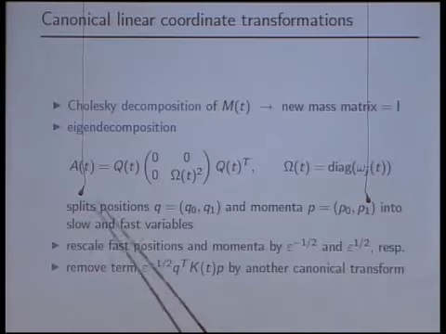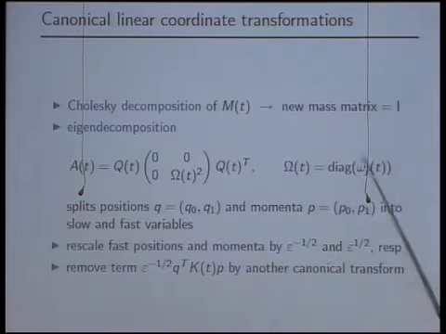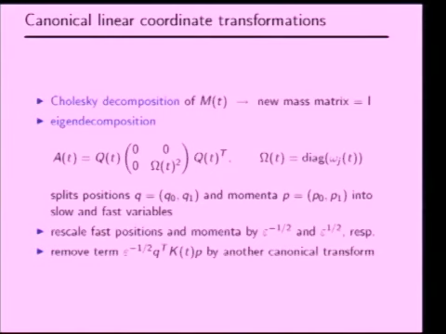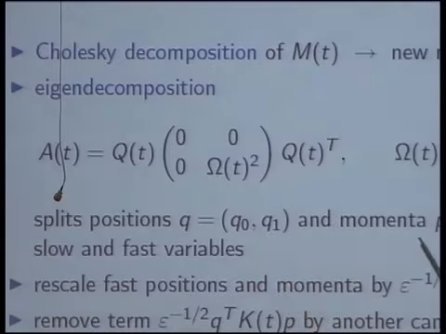So recall the A is still multiplied by 1 over epsilon square in the equations. So these, divided by epsilon, become the high frequencies of the system. And now we have this splitting corresponding to the 0 block here and to this diagonal block here. And we split the positions into Q0 corresponding to the first part, and Q1 corresponding to the second part, and the corresponding splitting for the momenta, which somehow corresponds to slow and fast variables.